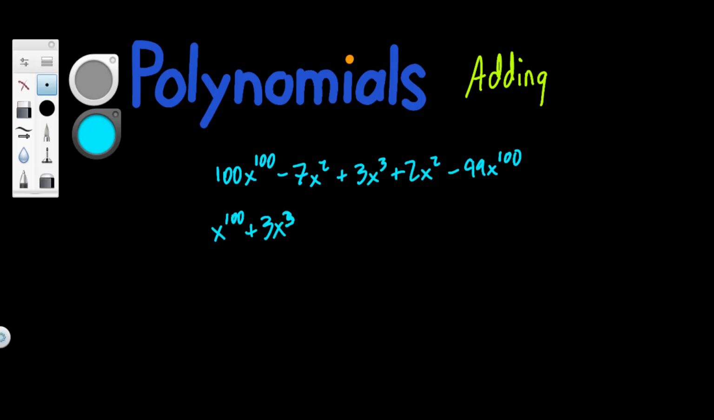All right, and now we've got squared, so we've got negative 7 and positive 2. So negative 7 plus 2, that's a negative 5x squared. And it looks like we don't have any constants. So this is our answer right here for 100x to the 100 minus 7x squared plus 3x to the third plus 2x squared minus 99x to the 100. And we get this. All right, and let's try another one.